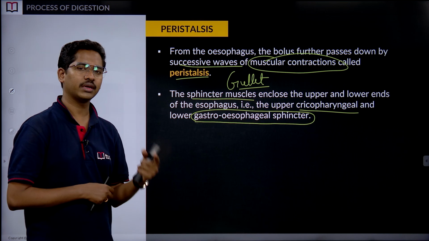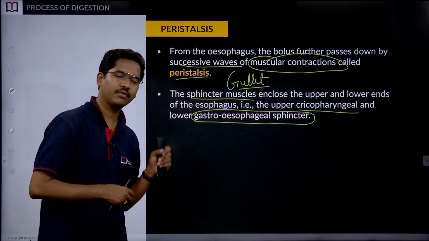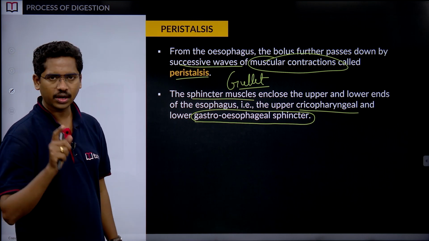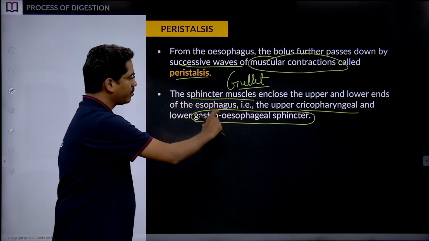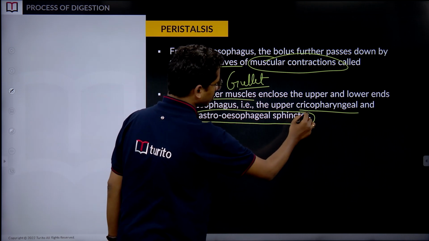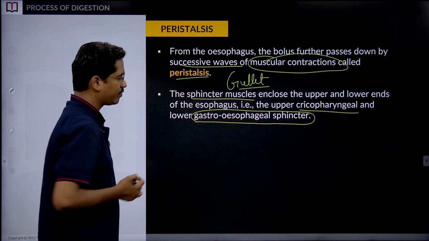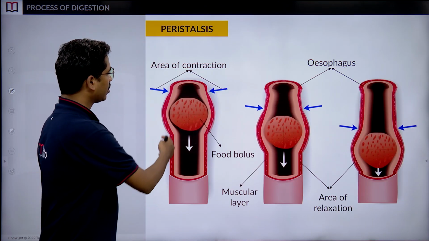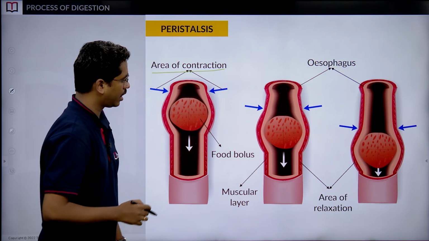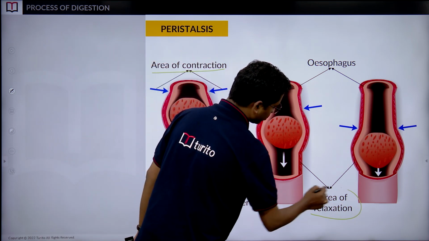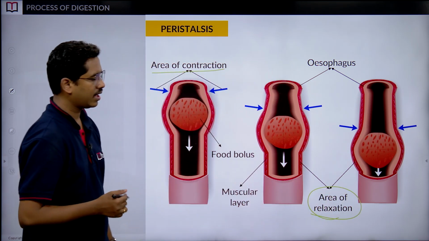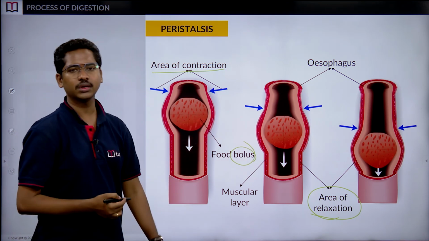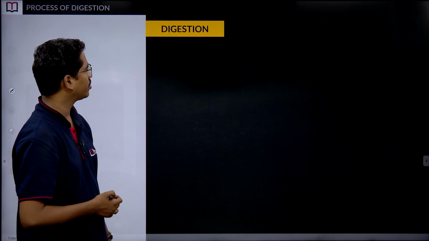Later, the second step, when the food enters our stomach, is where the proteins get digested. To allow that to happen, this is the system in which the cricopharyngeal and gastroesophageal sphincters regulate the movement of the bolus, and this is how the contraction and regular relaxation make the bolus move into the stomach. That is a continuous process.